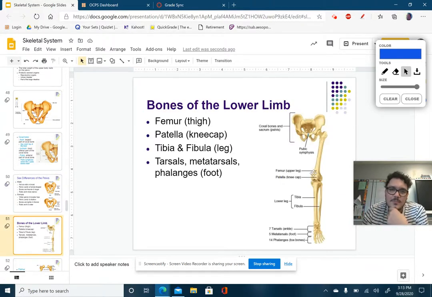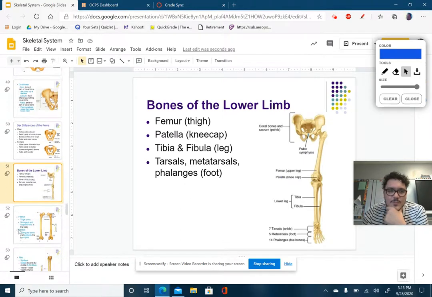Okay, bones of the lower limb. There are a couple different lower limb structures that we need to know: the thigh, kneecap, leg, and the foot.